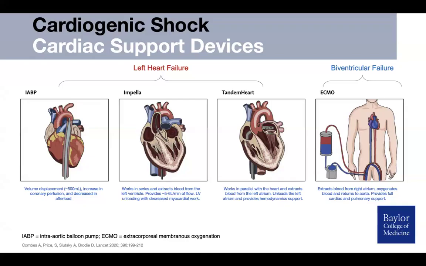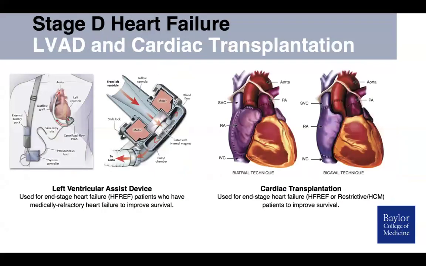In cases of biventricular failure, you can do extracorporeal membrane oxygenation, where you remove blood from the right atrium or the inferior vena cava and deliver it to the aorta, and this provides full cardiac and pulmonary support. Long-term support includes LVADs and cardiac transplantation. LVADs are left ventricular assist devices.